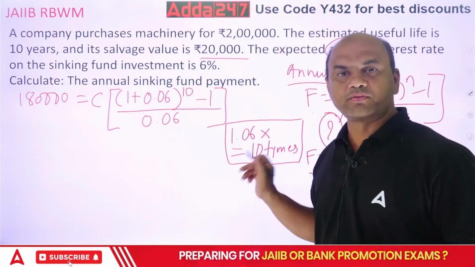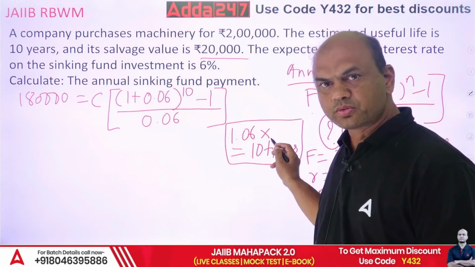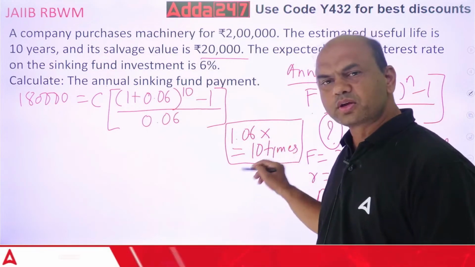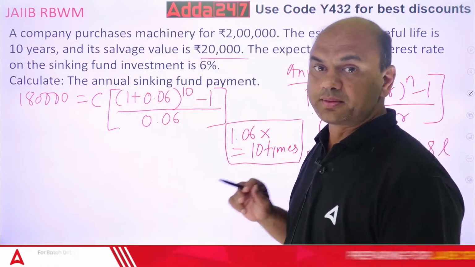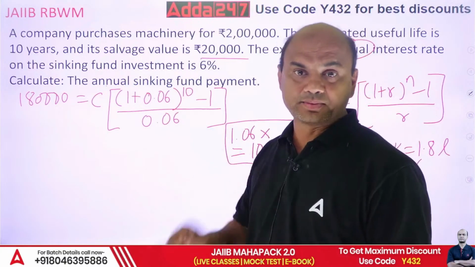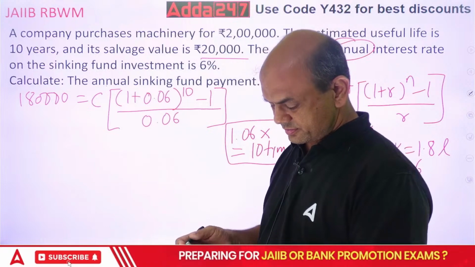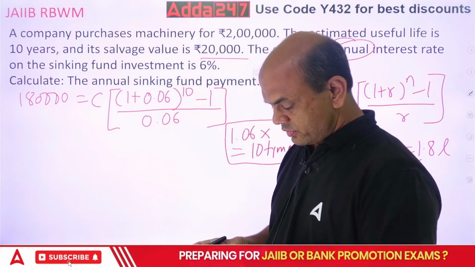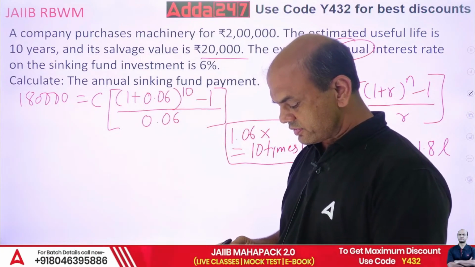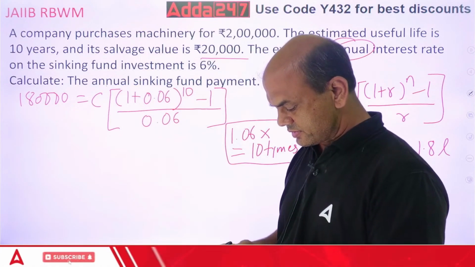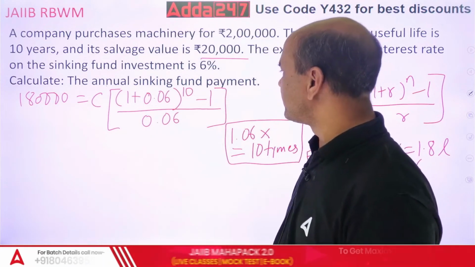How to do this? Everyone check this again. 1.06, then press into, then go on pressing equal to 10 times. Okay, 10 times. It's not 9 times, it's 10 times. So do it. What is the answer? 1.06 into equal to 10 times. So what are you getting, everyone?